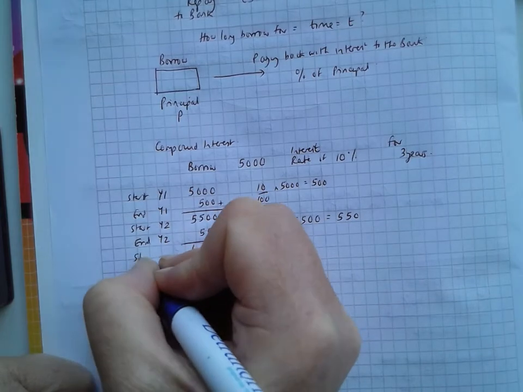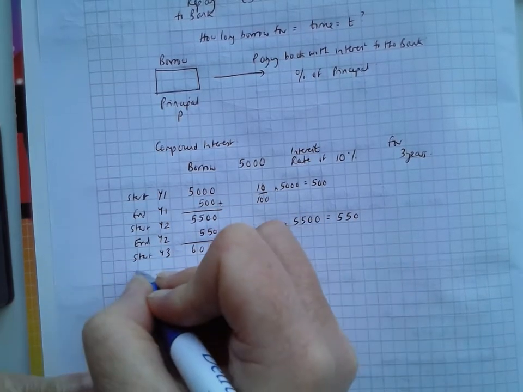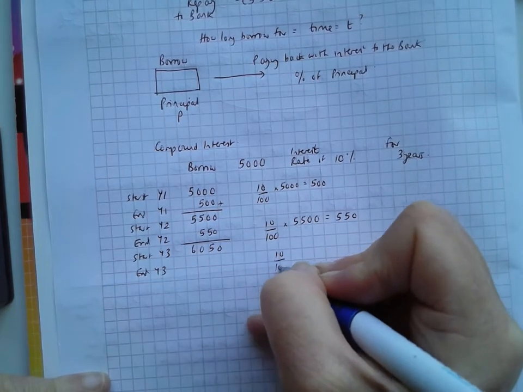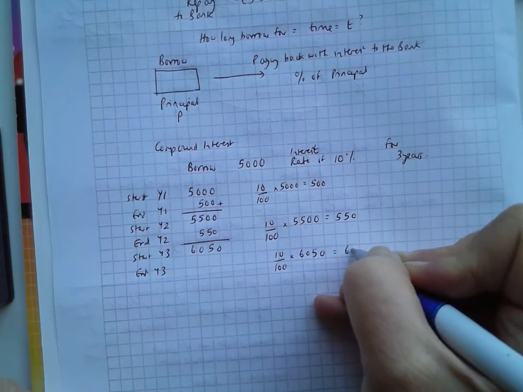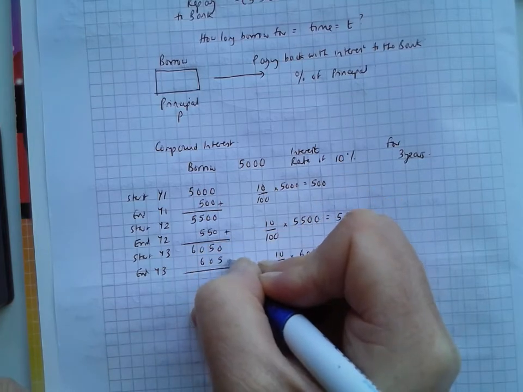So at the start of year 3, we owe 6,050. At the end of year 3, we're going to owe that plus interest. 10% of 6,050 is about 605, so I'm going to add that on. We're adding this on each time.